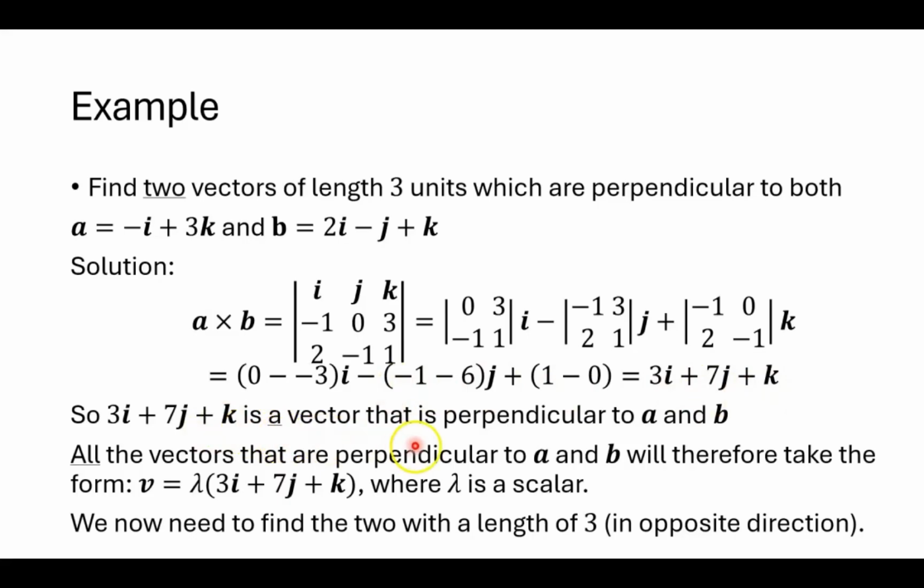This is a vector that is perpendicular to both A and B, but it's not the only vector, as you can just multiply this by 2, make it twice as long, and it will still be perpendicular. So all the vectors that are perpendicular to A and B will therefore take the form V equals lambda times the cross product you get, where lambda is a scalar. It basically scales your vector up or down, longer or shorter. And now, according to the question, we need to find two vectors with length of 3. And obviously, they will be in opposite directions, as one will be length of 3 pointing up, and one will be length of 3 pointing down.